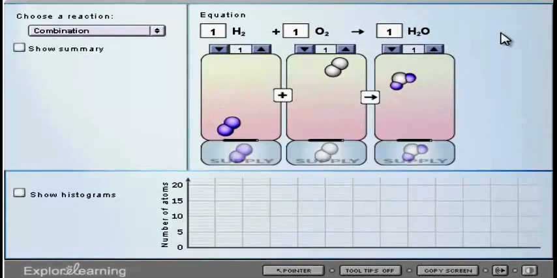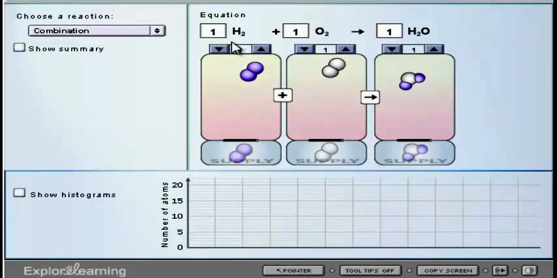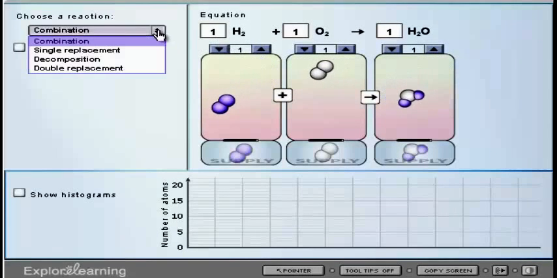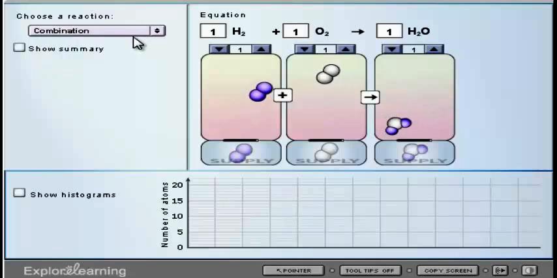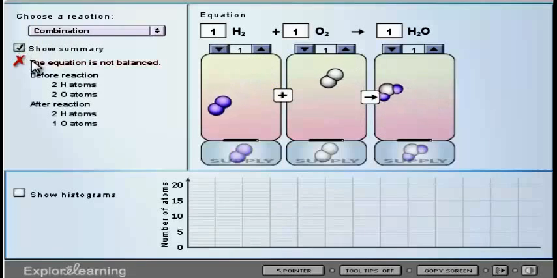This is the Balancing Chemical Equation gizmo. First, I will choose a reaction. I will choose combination. Then I will select Show Summary. Note that the equation is not balanced.